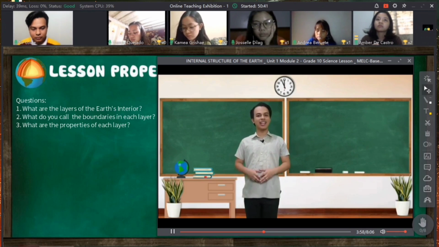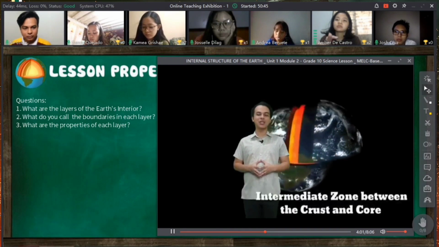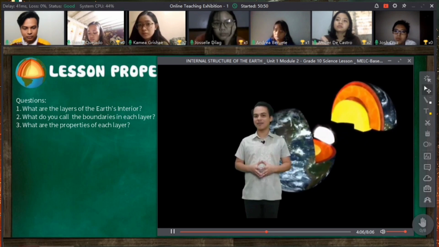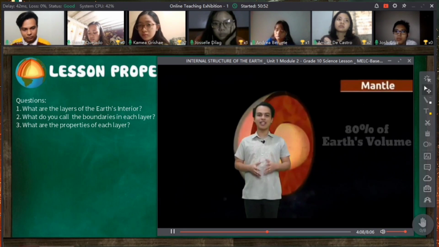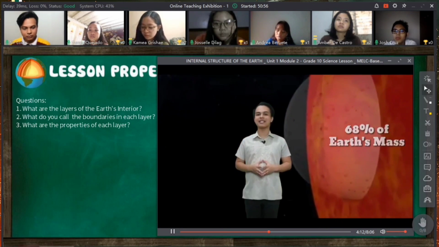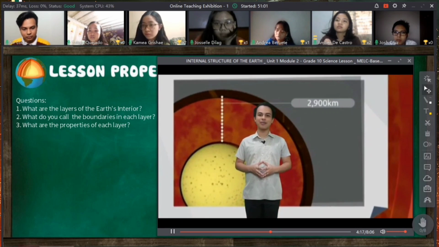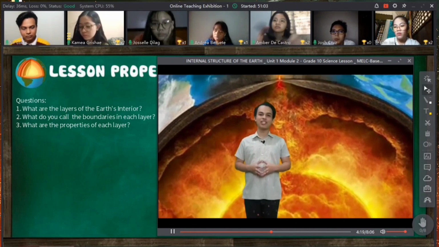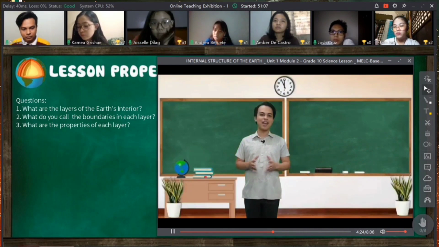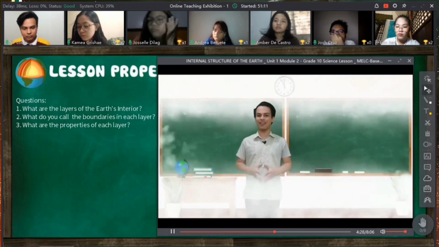The second concentric layer that we will discuss is the mantle. The mantle is the intermediate zone between the crust and the core and consists mostly of solid rocks. Ang mantle ay bumubuo sa 80% ng Earth's volume at 68% ng Earth's mass. It has an approximate thickness of 2,900 kilometers with a temperature ranging from 15,000 degrees Celsius to 30,000 degrees Celsius. Ito ay katumbas ng 15 to 30 times ng init ng kumukulong tubig.